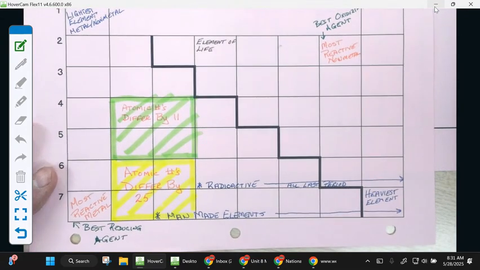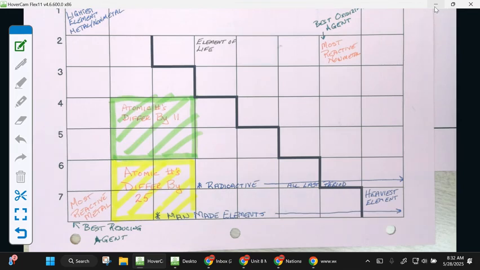Francium is the best reducing agent down in the lower left. So metals reduce and metals oxidize. Remember, to be an oxidizing agent means you are being reduced. The opposite: to be a reducing agent means you are oxidized, or you lose electrons. Okay? So being oxidized means you are being a reducing agent. Being reduced means you are an oxidizing agent. They are opposites of each other.